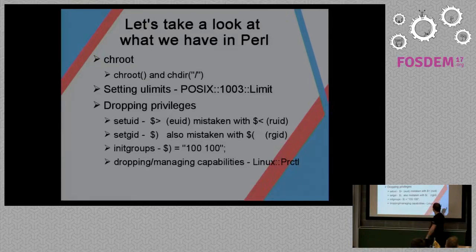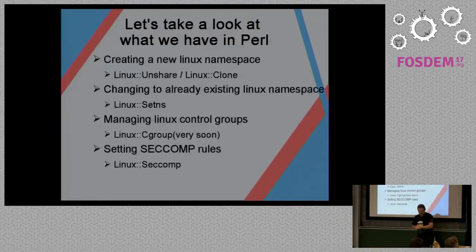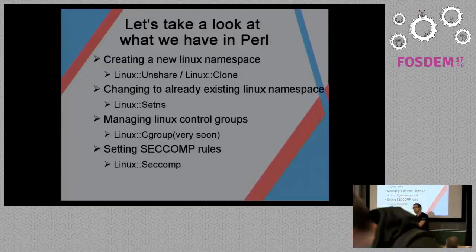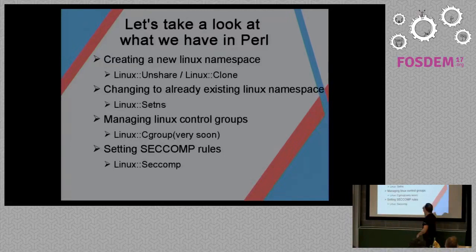For capabilities, you can use Linux PRCTL. I'll show you in a bit. Then for creating a new namespace, you can use either Linux unshare. If you want to do the fork inside your application, then you would use Linux unshare. If you want to create a new namespace, but inside a new process that is not related to yours, you can use Linux clone and create a new process.